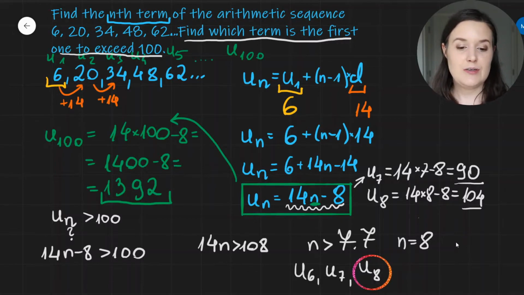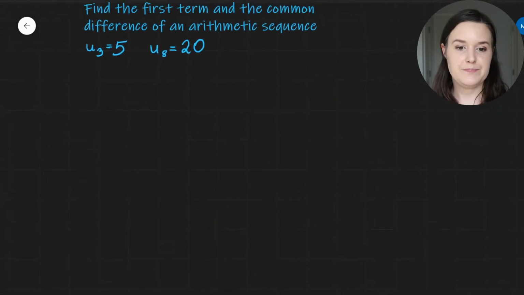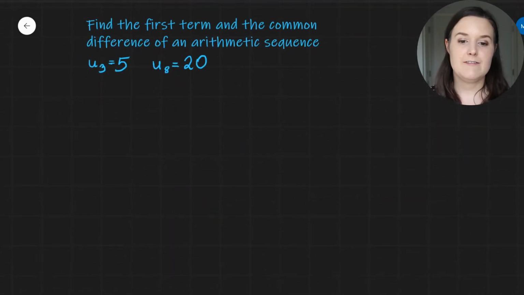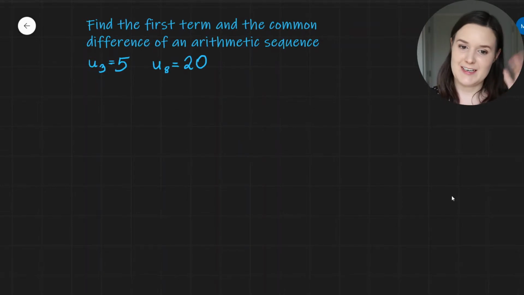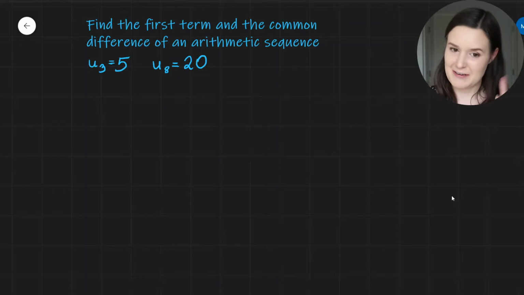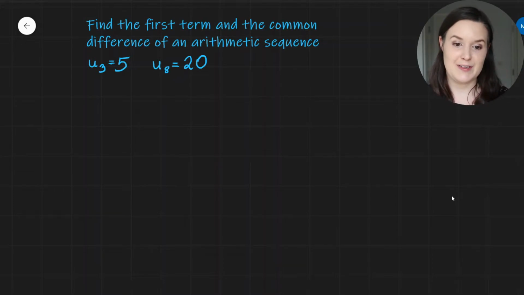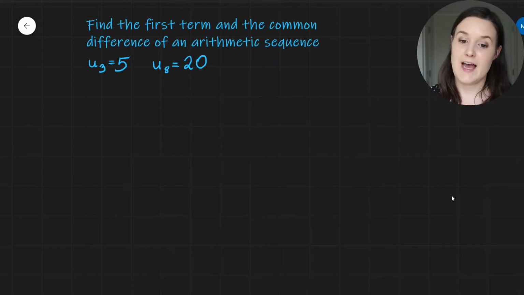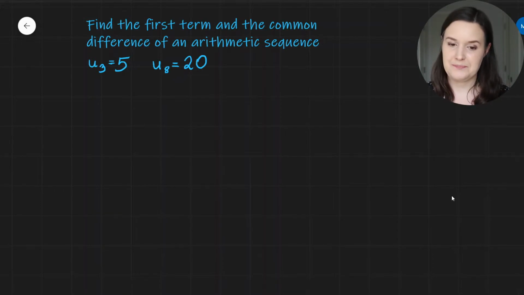Okay, let's try to look at the next example. Find the first term and the common difference. I'm already ahead in the geometric sequences. Okay, common difference of an arithmetic sequence, if you know that the third term is 5 and the 8th term is 20. Let's try. How will we approach it?